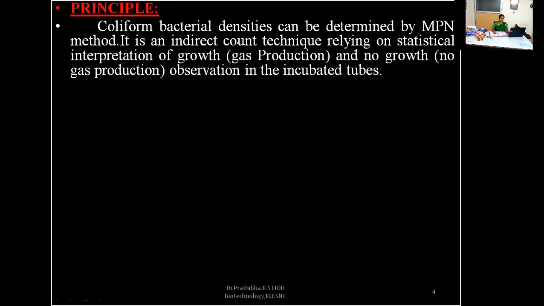Now let us go through the principle. Coliform bacterial densities can be determined by the MPN method. It is an indirect count technique relying on statistical interpretation of growth. If there is growth, we can see gas production in the test tube. If there is no growth, there is no gas production. Observations in the incubated tubes can be made, either gas production or no gas production.